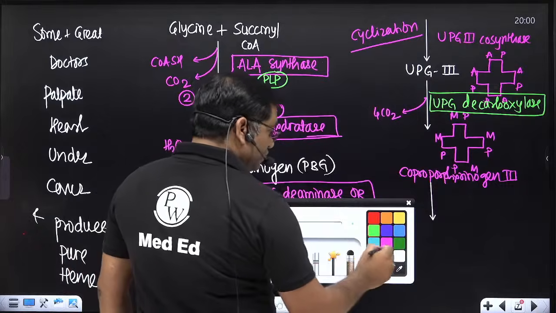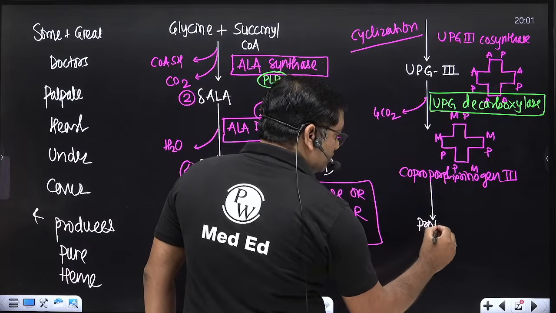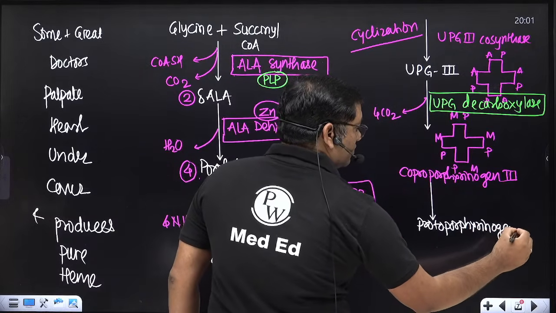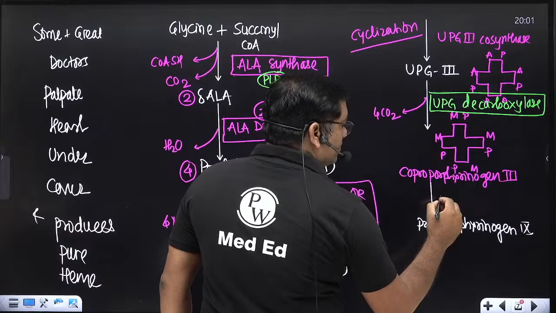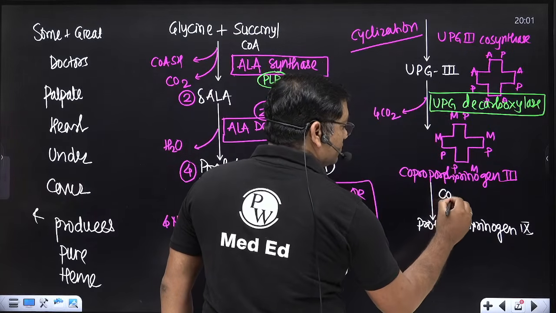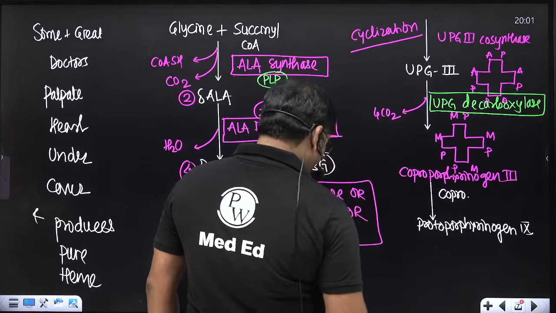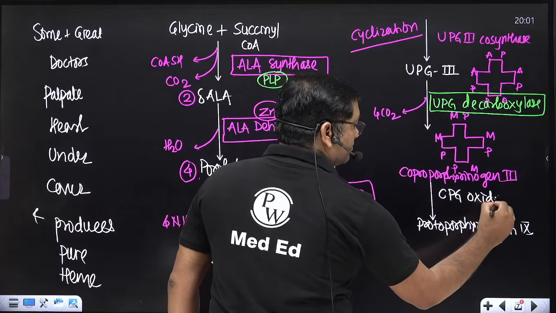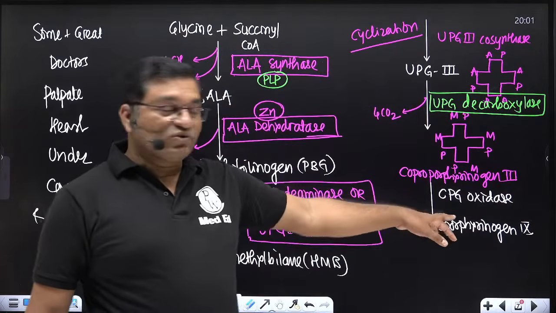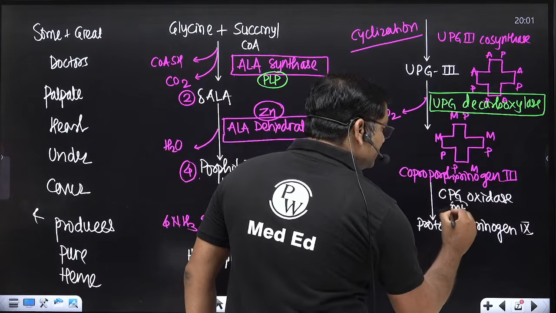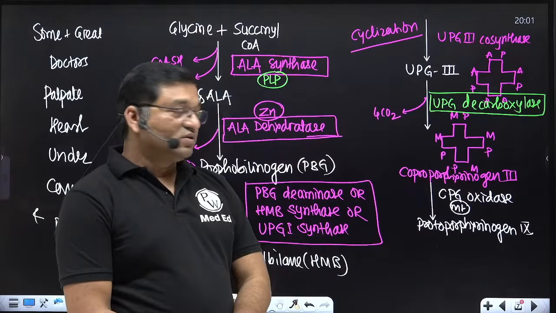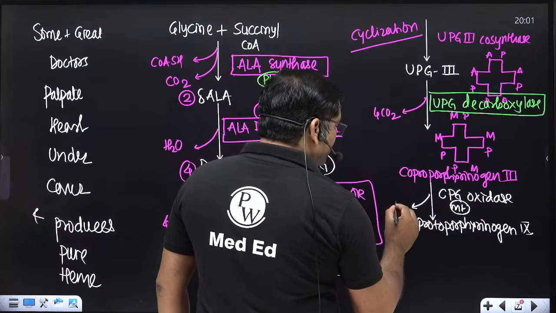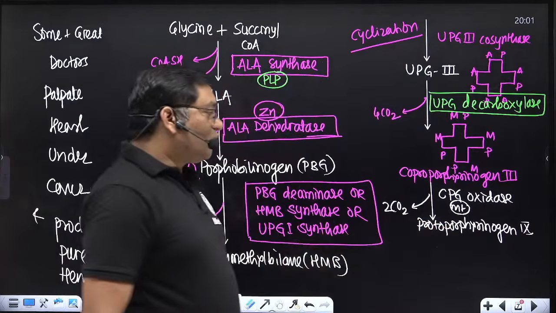It is converted into protoporphyrinogen 9, that is by the coproporphyrinogen, CpG. We'll write the CpG. Just wait. Coproporphyrinogen oxidase. Now this is a mitochondrial oxidase. Oxidation generally occurs in the mitochondria. This is a mitochondrial step. So this is coproporphyrinogen 3. By the decarboxylation reaction, it is converted into protoporphyrinogen 9.